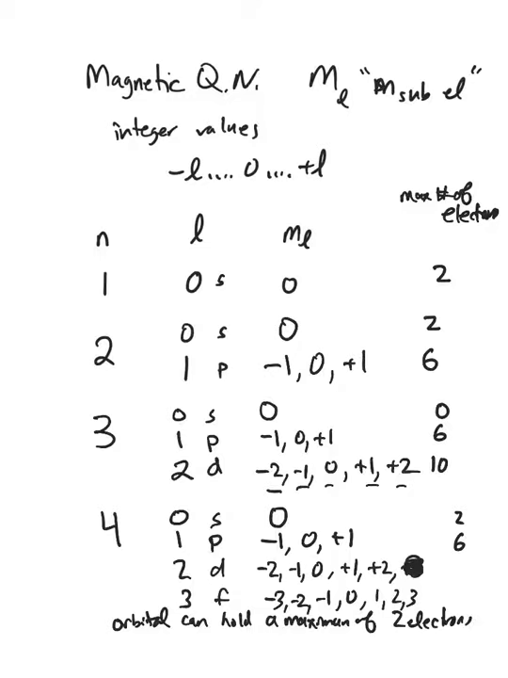So there are 5 orbitals, or a maximum of 10 electrons. And then for the f orbitals, there are 1, 2, 3, 4, 5, 6, 7 orbitals available. Each can hold a maximum of 2 electrons. That would be 14 electrons. So those are the first 3 quantum numbers. There were 4 quantum numbers.